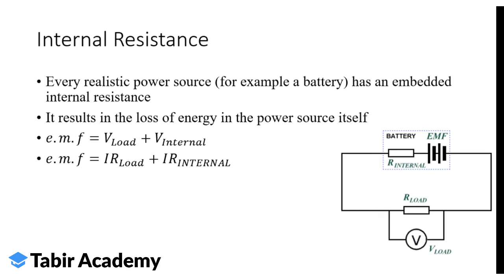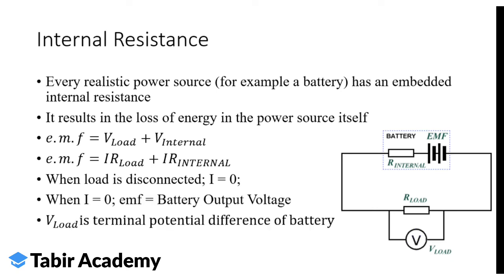Since R internal and R load are connected in series, the current through these resistances is going to be the same. So we can write that EMF equals I times R load plus I times R internal. From here we get the idea that when the load is disconnected, I will be equal to 0. So when I equals 0, then EMF will become equal to the battery output voltage.